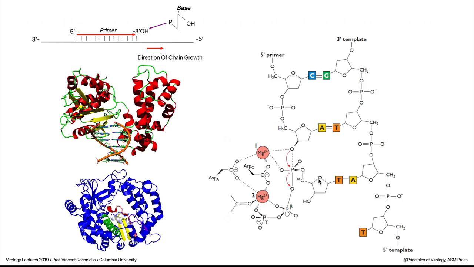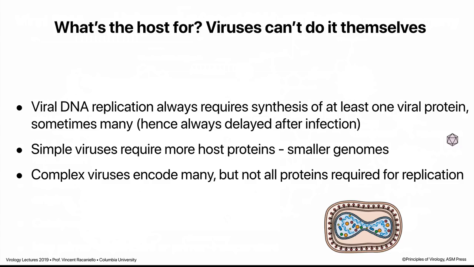Viral DNA replication always requires the synthesis of at least one viral protein. We said this last time, and that's why transcription has to occur first upon infection, once the template is ready, that is, it's made double-stranded. Sometimes it's just one viral protein, as you will see for our simple paradigm SV40. Other viruses make many proteins. The bigger the genome, the more viral proteins are made that are involved in DNA synthesis. But no virus encodes all of the proteins required for replication. They need something from the host. And so even the pox viruses that do it in the cytoplasm need something from the host.